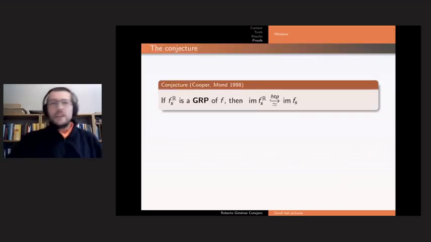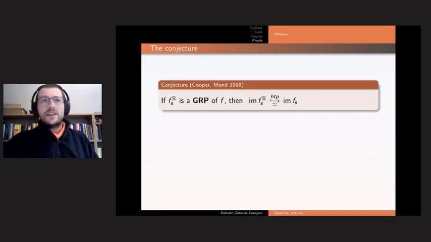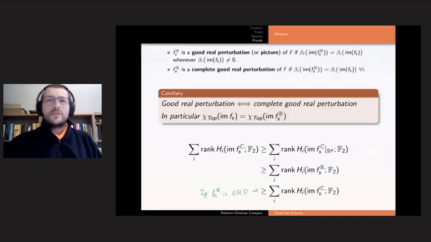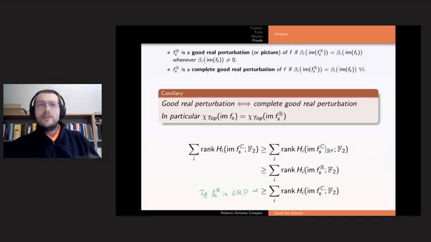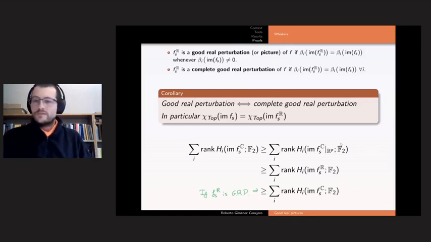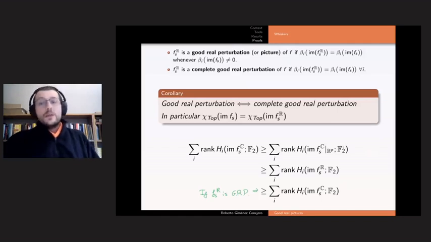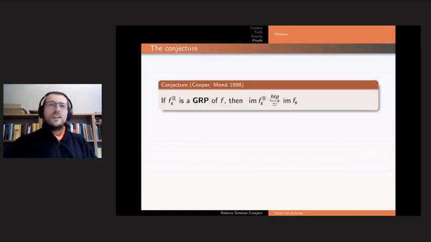Okay, so finally, I want to address this conjecture by Cooper and Mond. Now we know that the homology, at least the free part, the Betti numbers, if you have a good real perturbation, they are the same, because you have a complete good real perturbation. In any case, not corank 2, not corank 1, in every case. Now the question is, okay, this is something in terms of homology. Do you have the same thing in homotopy?